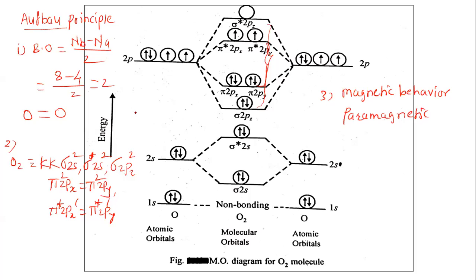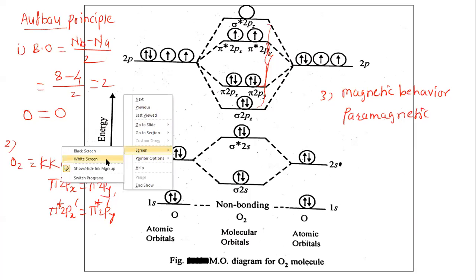Now let us draw the MO diagram of the next molecule. I would like to represent that next molecule here. You have to see the MO diagram, the molecular orbital energy level diagram, of the fluorine molecule, F2. In the same way, now we have to draw the MO diagram of the F2 molecule.